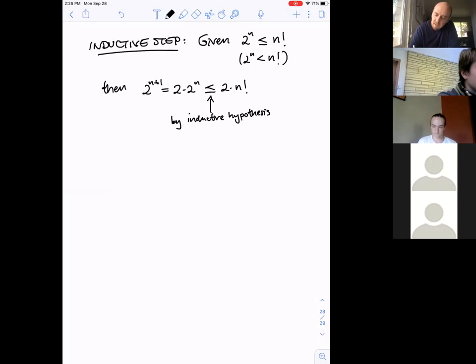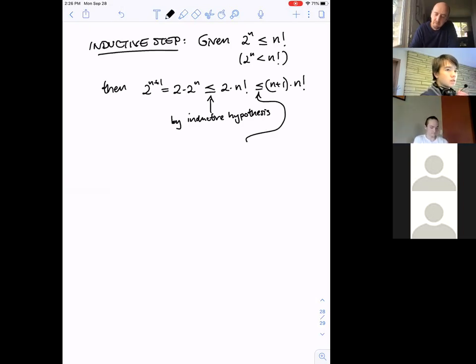And then the point is, I'd like to say, oh, 2 times n factorial is less than or equal to n plus 1 times n factorial. And that we have to justify, right? And why do I want to justify that one? This one is n plus 1 factorial. Getting crowded. Here we go. Give ourselves some space.